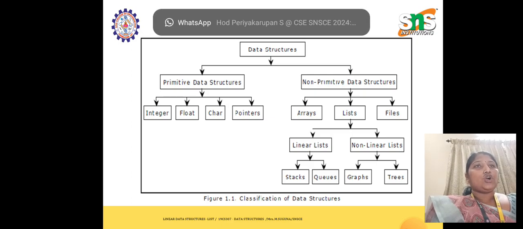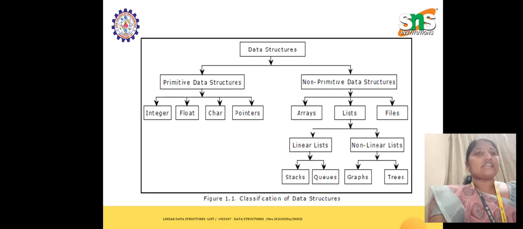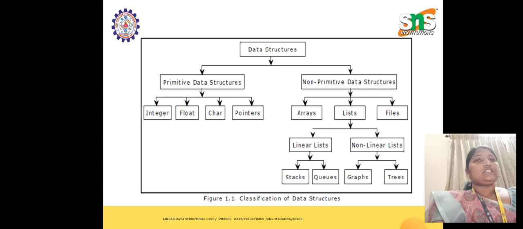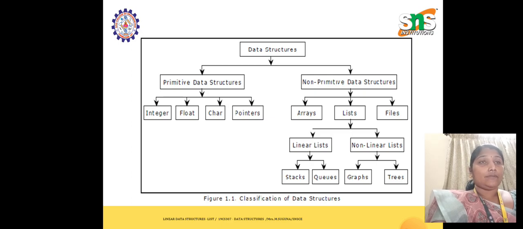First we will look at the non-primitive data types, starting with linear data structures. Linear data structure means the data can be accessed in a sequential manner. The linear data structures are arrays, linked lists, stacks, queues. In an array, a linked list, a stack or a queue, we are able to access the data in a sequential manner, that means one by one.